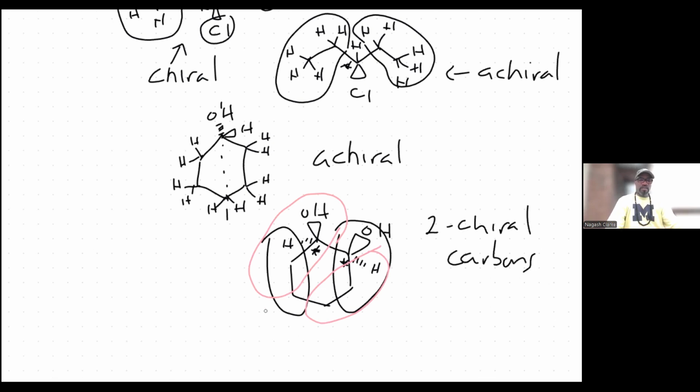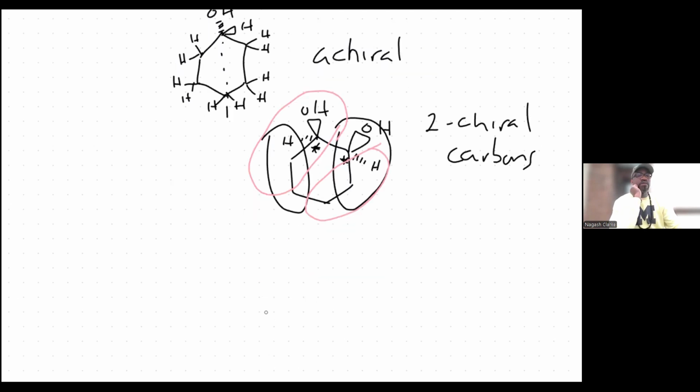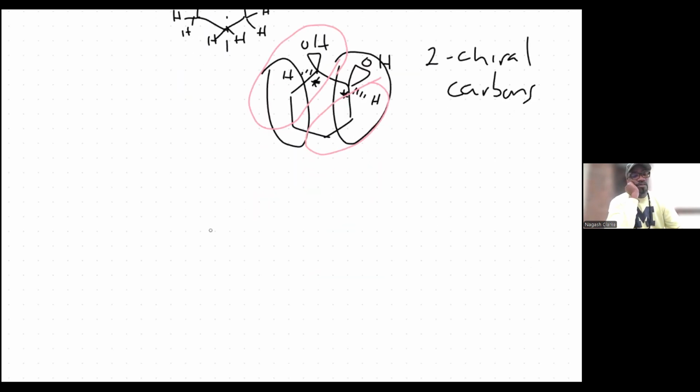Let's look at how do we draw enantiomers? So let's take this. This is a chiral carbon there. So we can have an enantiomer. So I could draw the mirror image, and that's the enantiomer. There's a pair of enantiomers.